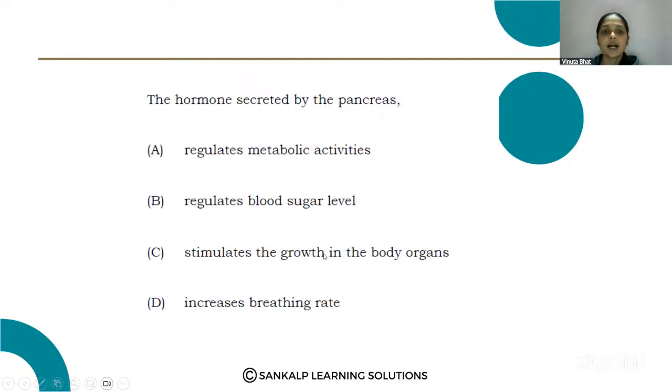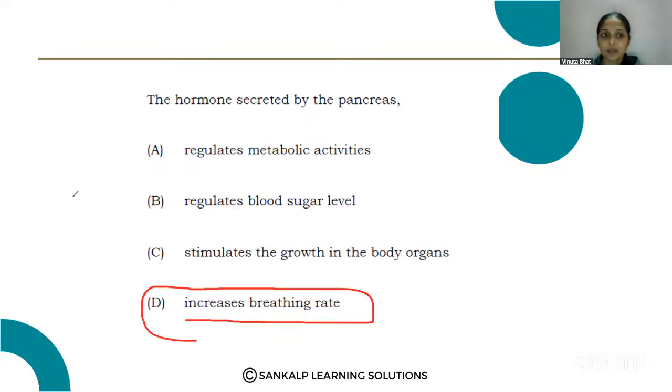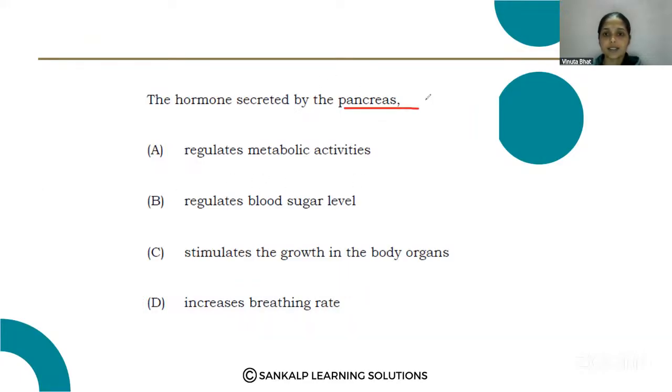Next. Which hormone is secreted by the pancreas? That regulates the metabolic activities, regulates the blood sugar level, stimulates growth in the body of organisms, increases the breathing rate. Here, the correct option: the pancreas releases insulin.